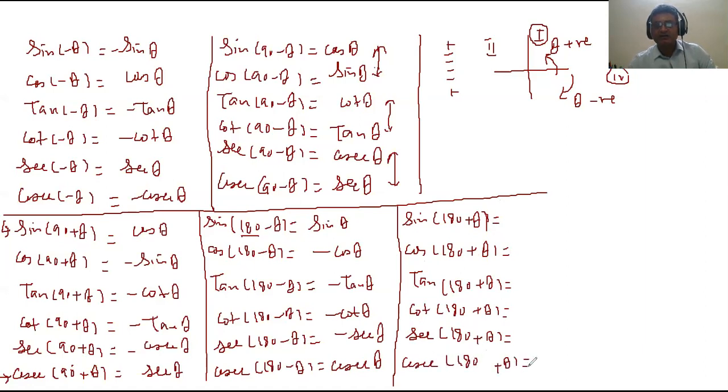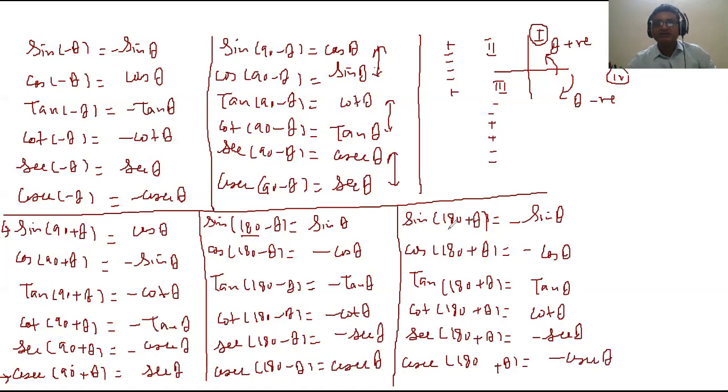So when we are talking about 180 plus theta, it means we are always referring to the third quadrant. So in the third quadrant, only tan and cot are positive, rest are negative. So it will become minus sine theta, minus cos theta. It is tan theta. It is now cot theta. It is a minus of sec theta. It is minus of cosec theta.